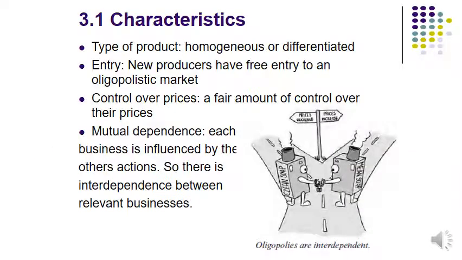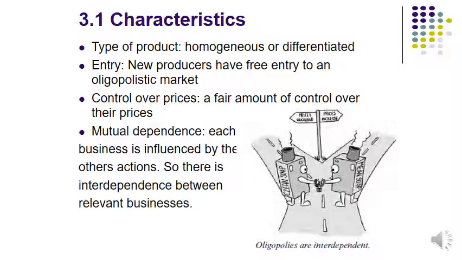First of all, if there's only 2 sellers that dominate the market, we call it a duopoly. Then the characteristics: the type of product is either homogeneous or differentiated. If the product is homogeneous, meaning exactly the same, then it's a pure oligopoly. If it's a differentiated product, then it's a differentiated oligopoly. So entry into the market, new producers have free entry. There's nothing stopping them apart from the fact that there are dominant players already. So it's free, but it might not be easy.